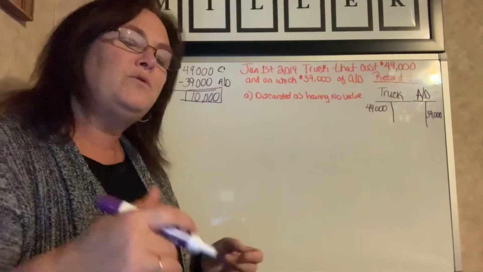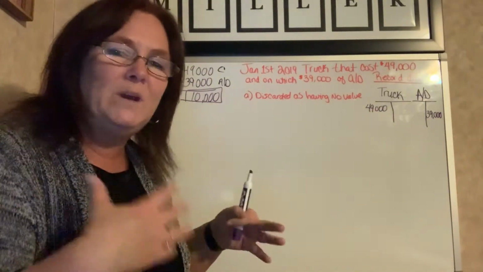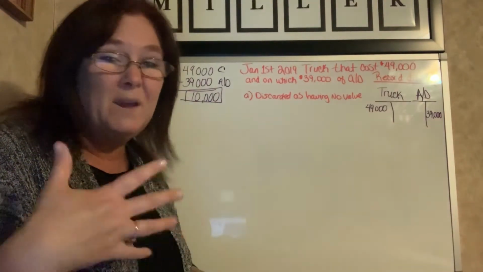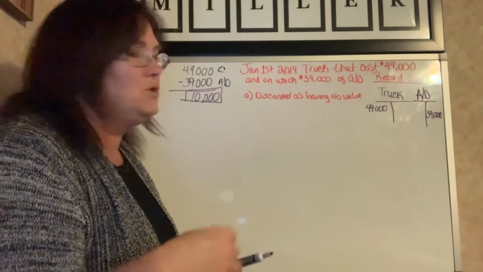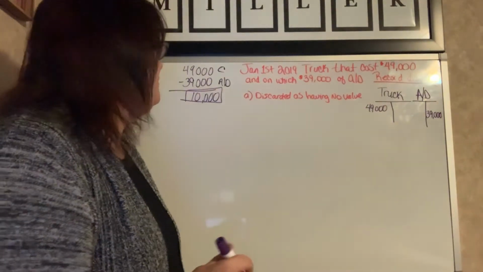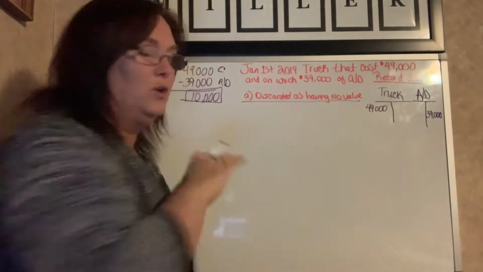So I'm going to show you 4 different journal entries. You'll see that they're quite similar in how we tackle them, but I don't have enough space here to do all 4 of them on one, so I'm going to make you 4 different videos to walk over each one of our 4 scenarios. The very first one is what happens when we discard the asset as having no value whatsoever.